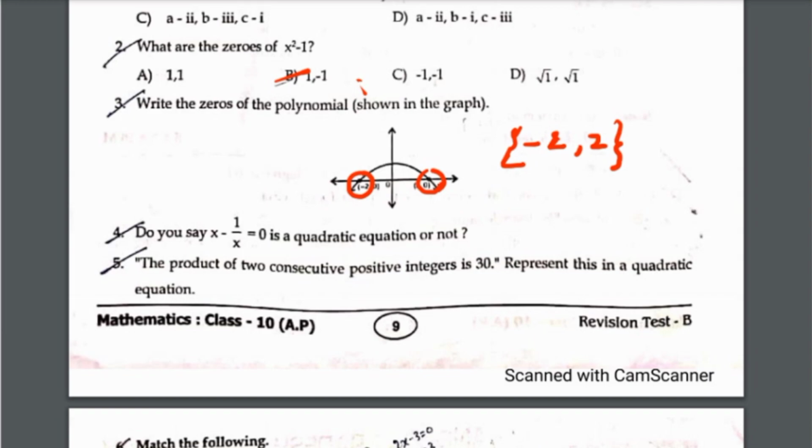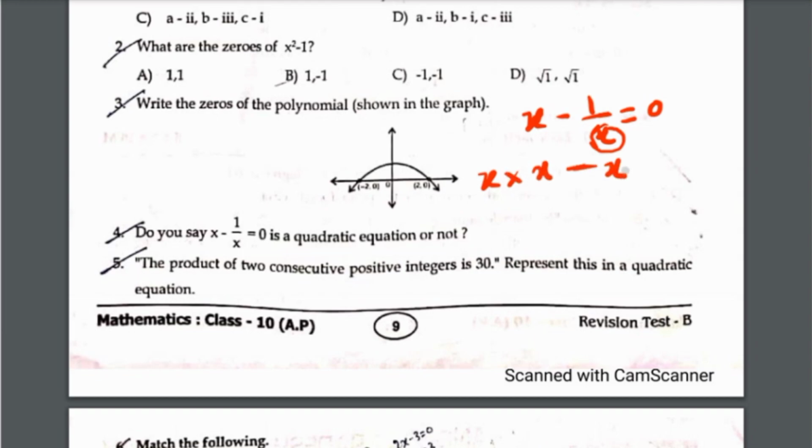So the next question, is x minus 1 by x equal to 0 a quadratic equation or not? We will check. Here we can multiply on both sides by x, because x is in the denominator. Then x into x minus x into 1 by x is equal to x into 0. So x into x is x square, minus x into 1 by x, the x cancels, you will have 1, equal to x into 0 which is 0. So x square minus 1 equal to 0, so it is a quadratic equation. Your right answer is yes, it is a quadratic equation.